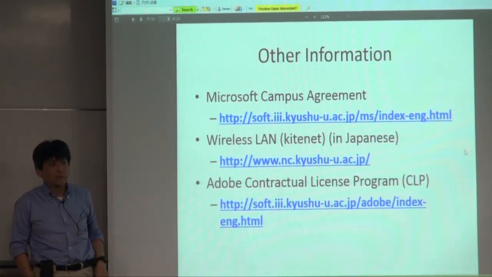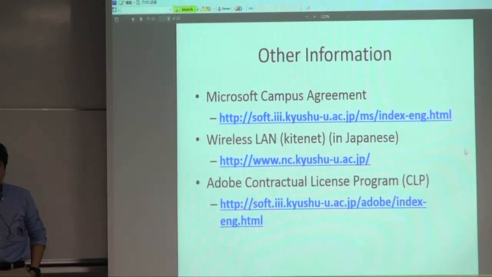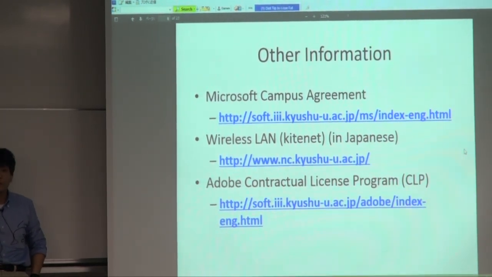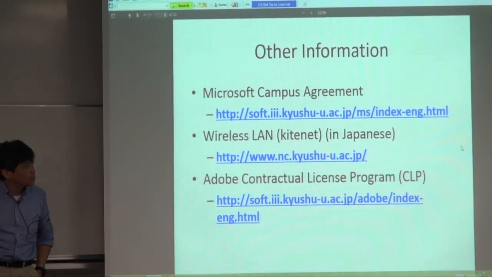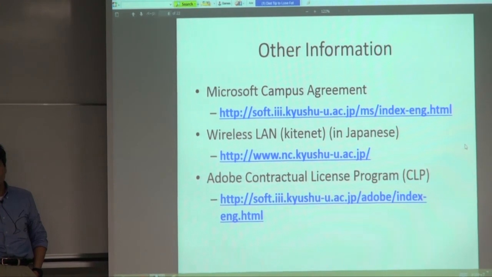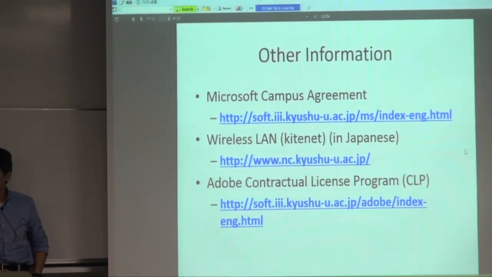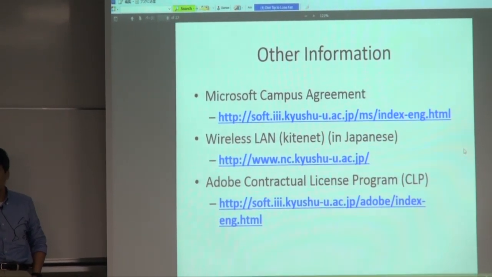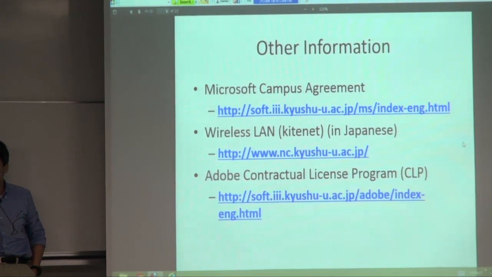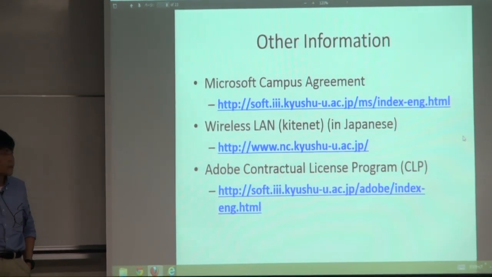Anyway, if you have any problem with wireless LAN or KiteNet, the Kyushu University information network, please contact the administrator of Kyushu University. You can find contact information on the Education Information System page.